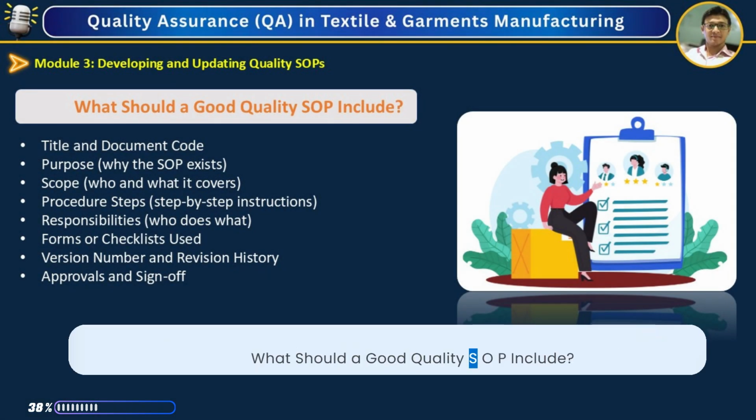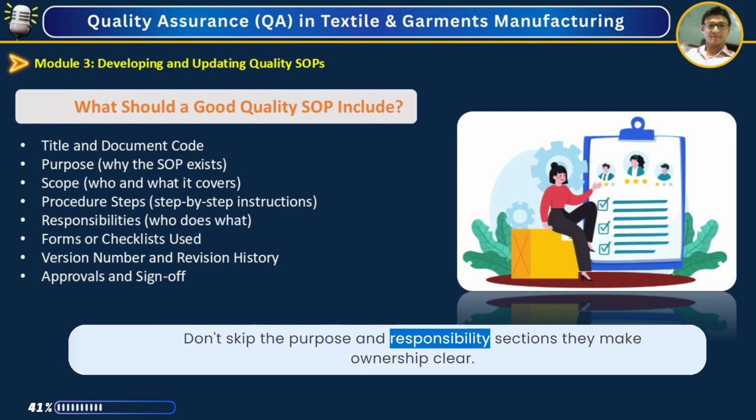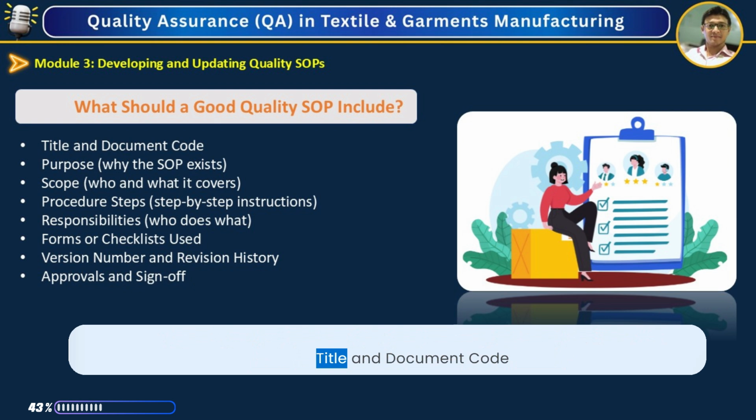What should a good quality SOP include? A clear SOP not only helps people understand what to do, but also why and how. Don't skip the purpose and responsibility sections. They make ownership clear. An SOP includes: title and document code, purpose, why the SOP exists, scope, why and what it covers, procedure steps, step-by-step instructions, responsibilities, who does what, forms or checklists used, version number and revision history, approvals and sign-off.